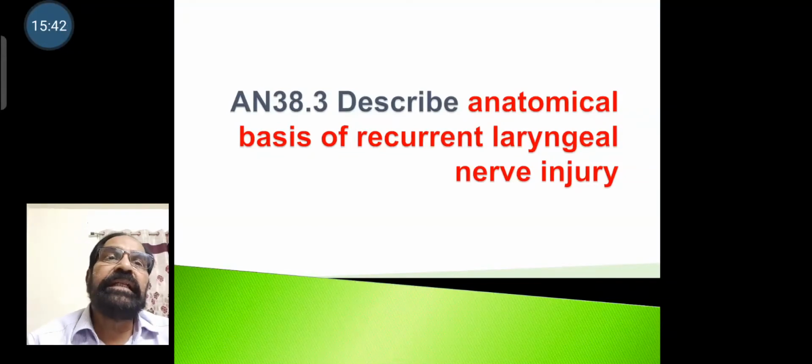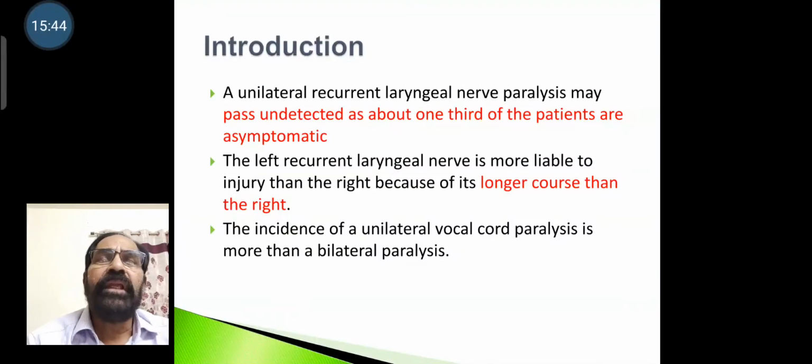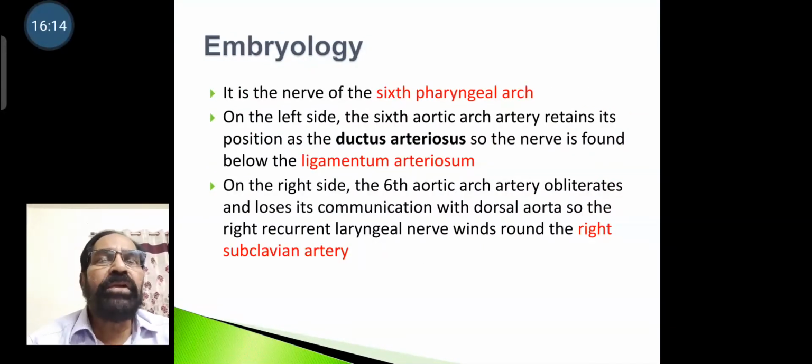Anatomical basis of recurrent laryngeal nerve injury. A unilateral recurrent laryngeal nerve paralysis may pass undetected as about 1/3 of patients are asymptomatic. Left recurrent laryngeal nerve is more liable to injury than the right because of its longer course. The incidence of unilateral vocal cord paralysis is more than bilateral paralysis. Embryology. Recurrent laryngeal nerve is the nerve of 6th pharyngeal arch.